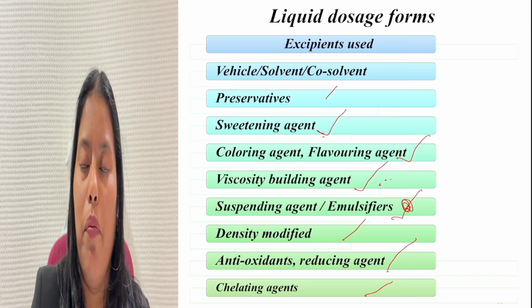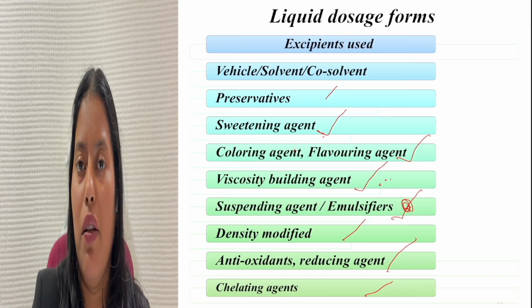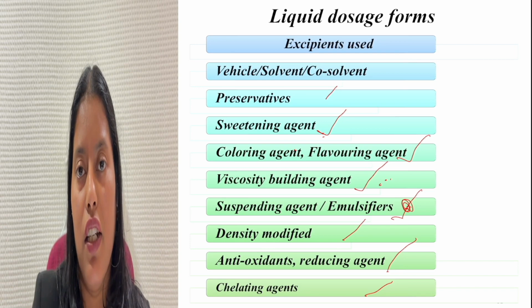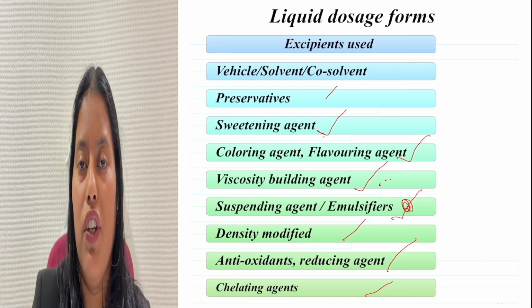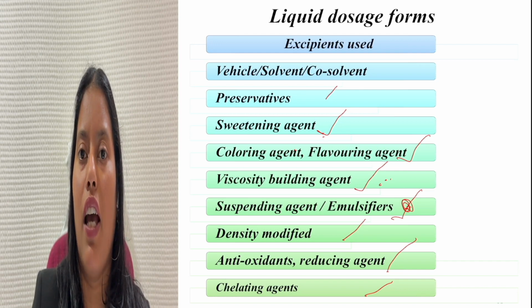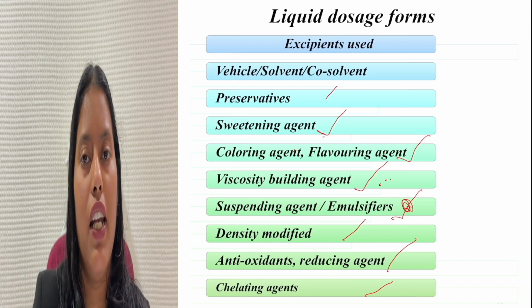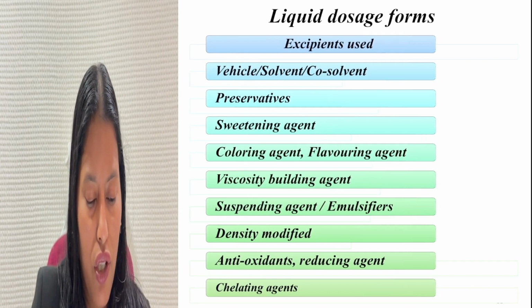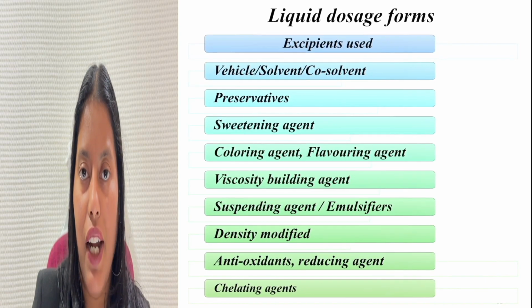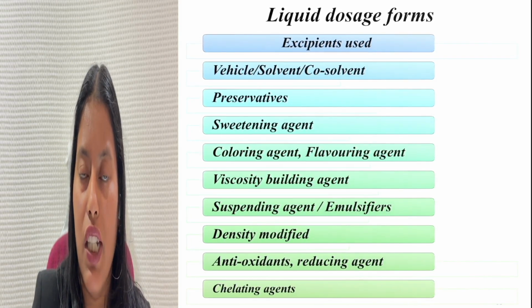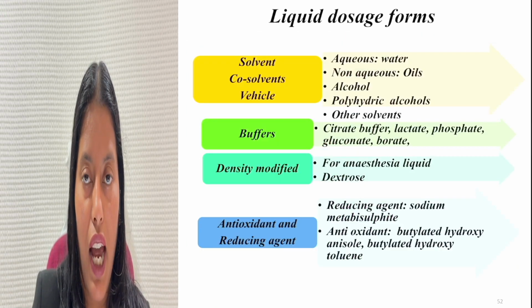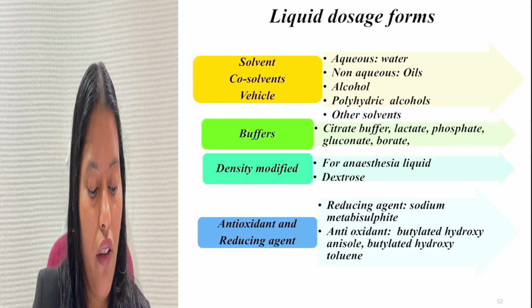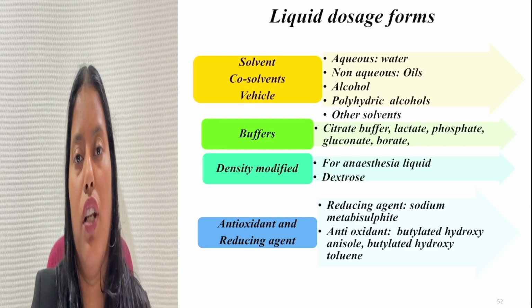Chelating agents. Many metallic impurities are present, which may come from other added ingredients. So to avoid interaction with the metallic impurities, the chelating agents are added which form complex with these metals and prevent the degradation of drug and increase stability. So these are the various excipients added into the liquid formulation which increase stability of the formulation and give the palatability and acceptability. So solvents, which are the various solvents you can use?